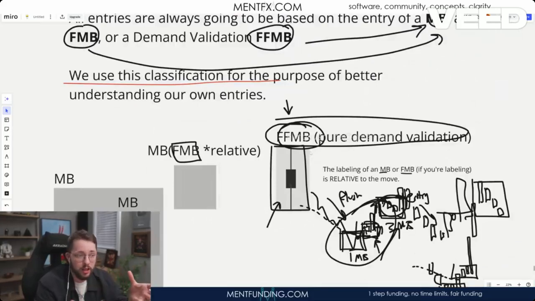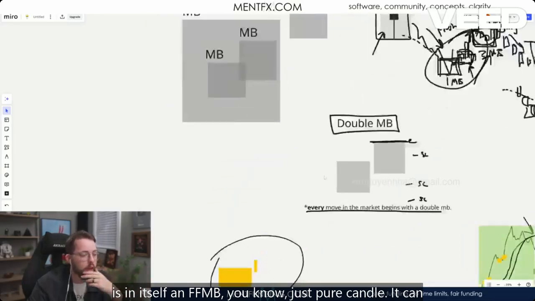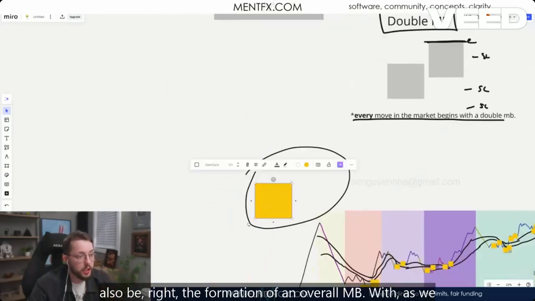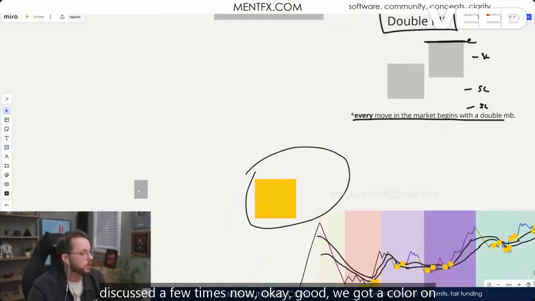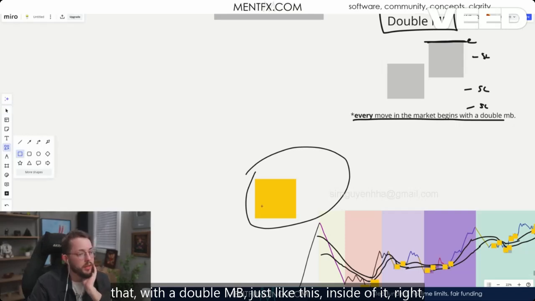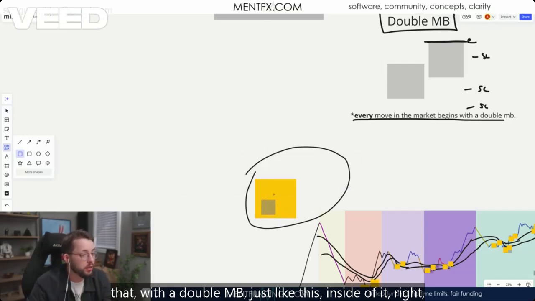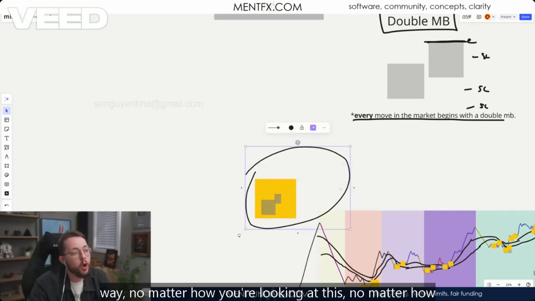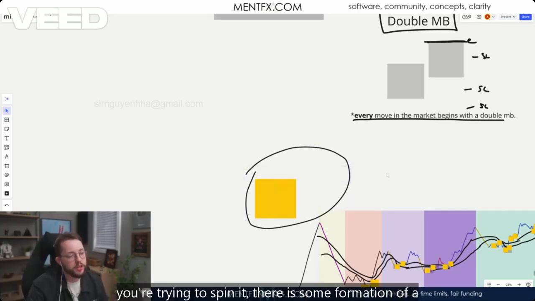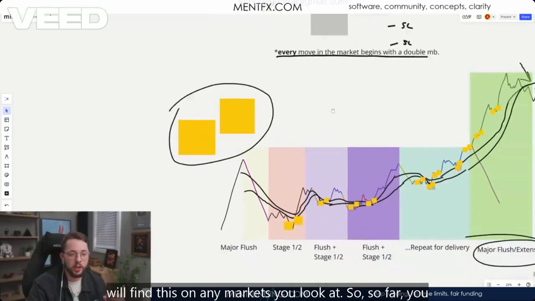just like we discussed a little bit earlier, where the purest version of a candle is in itself an FFMB, just a pure candle. It can also be the formation of an overall MB with, as we discussed a few times now, okay, good, we got a color on that, a double MB just like this inside of it, through the fractals or even through a candle. So either way, no matter how you're looking at this, no matter how you're trying to spin it, there is some formation of a double MB that usually kickstarts a stage two move. And you will find this on any markets you look at.